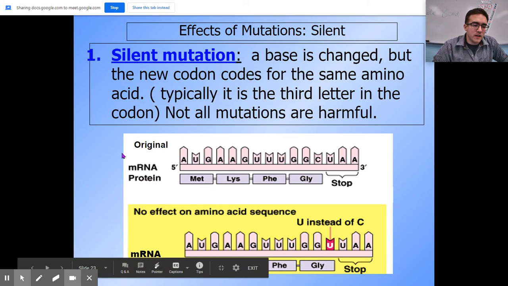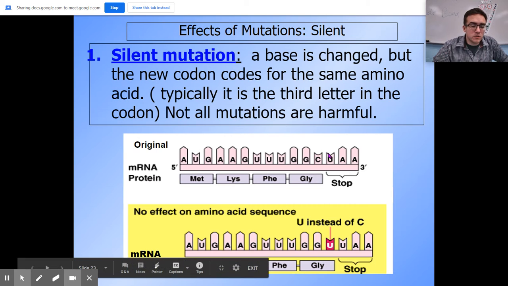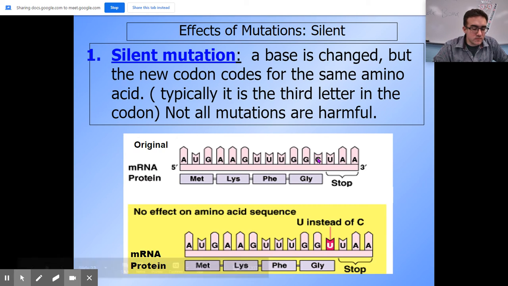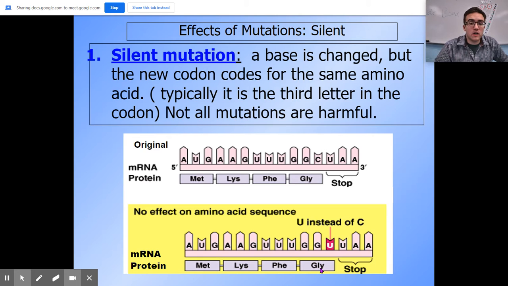So, for example, here, this is our original RNA strand with the sequence. This is the changed one. So here, there's a U instead of a C. But we're still gonna produce glycine. And that's because there's more than one way to make glycine out of a codon.